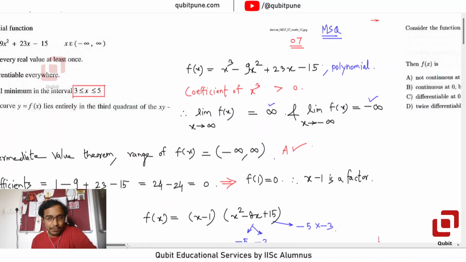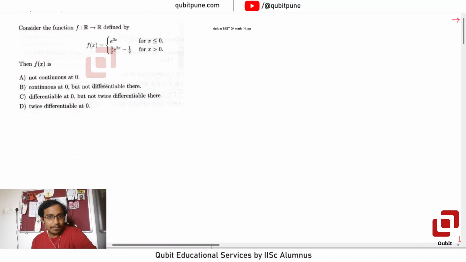Okay, question number 4. Another simple question. This is from 2009. Consider the function f from R to R defined by f of x equal to e to the power 3x for x less than or equal to 0, 3 by 2 e to the power 2x minus 1 upon 2 for x greater than 0. Then f of x is not continuous at 0, continuous at 0 but not differentiable there, differentiable but not twice differentiable there, twice differentiable at 0.